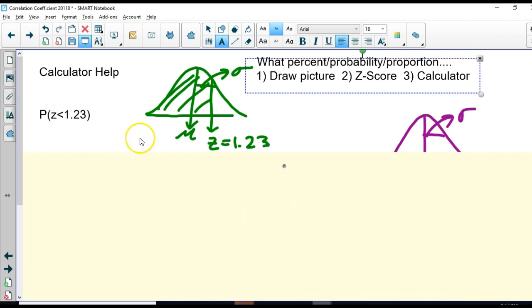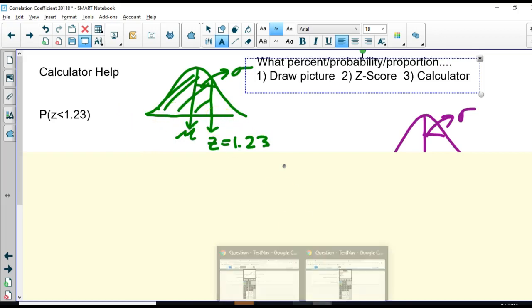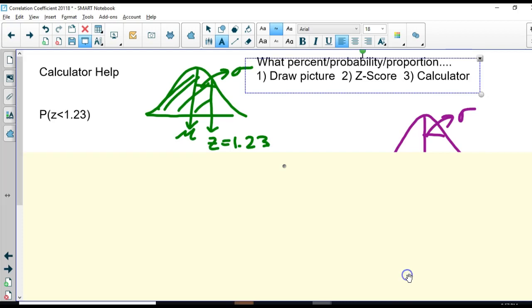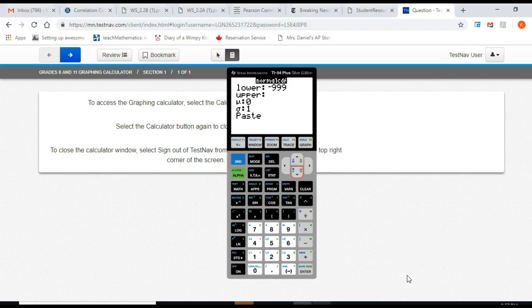But whenever you're doing a less than problem, your lower bound is going to be negative 999. This is your lower bound. So we read left to right, lower bound to upper bound. Okay? So in my calculator, I put negative 999. My upper bound is the z-score, and our z-score was 1.23.